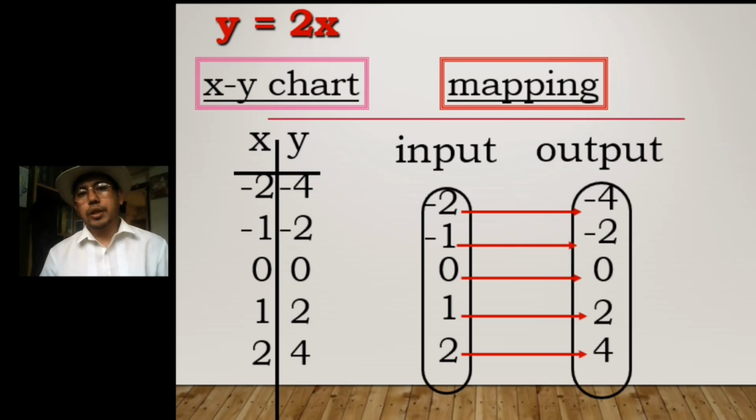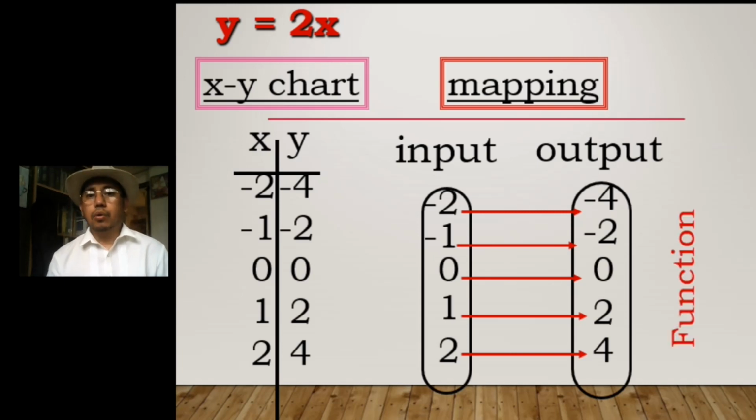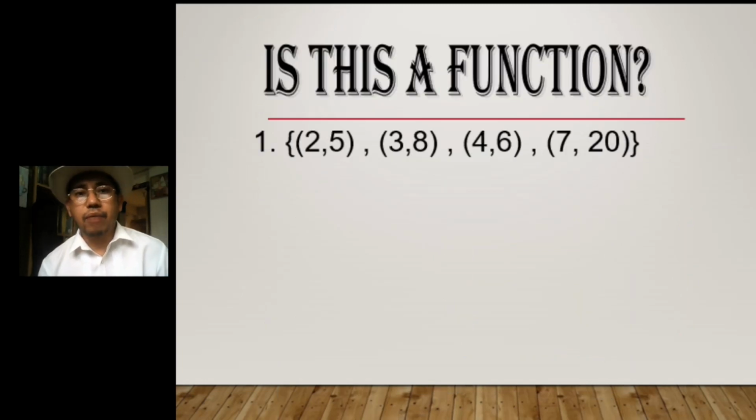You notice also in here that the xy chart can also be illustrated through the use of mapping, wherein the input in here stands for x and the output stands for y, wherein your -2 is paired with -4, -1 is paired with -2, 0 is paired with 0, 1 is paired with 2, 2 is paired with 4. Now, I repeat, that equation is considered to be a representation of function.